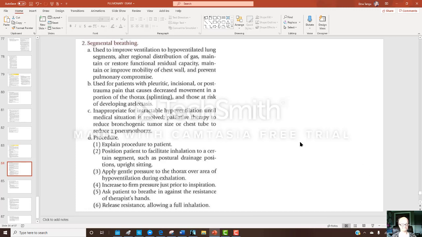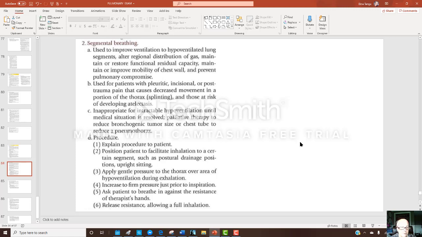Segmental breathing. Used to improve ventilation to hypoventilated lung segments, alter regional distribution of gas, maintain or restore functional residual capacity, maintain or improve mobility of chest wall, and prevent pulmonary compromise. Used for patients with pleuritic, incisional, or post-trauma pain that causes decreased movement in the portion of the thorax, splinting, and those at risk for developing atelectasis.